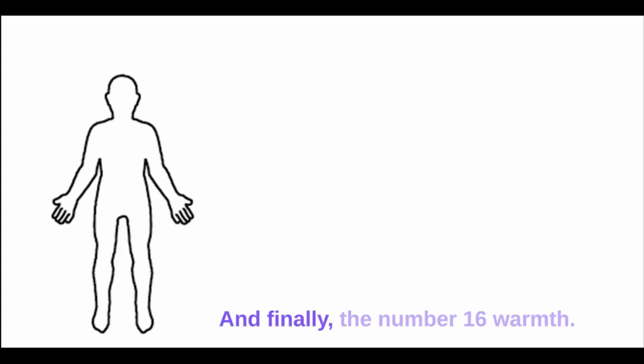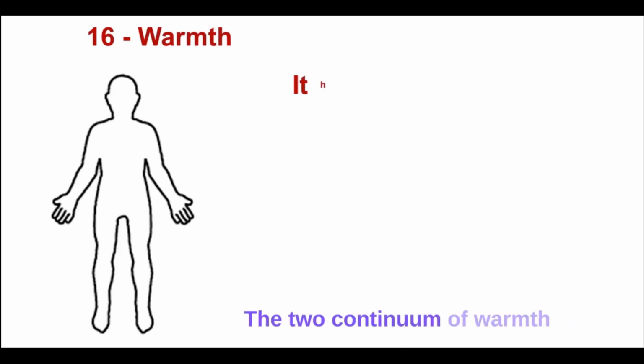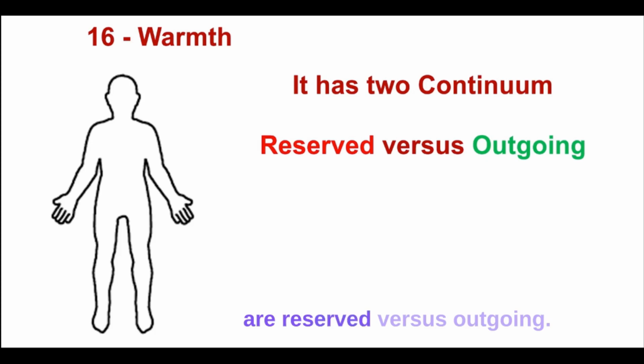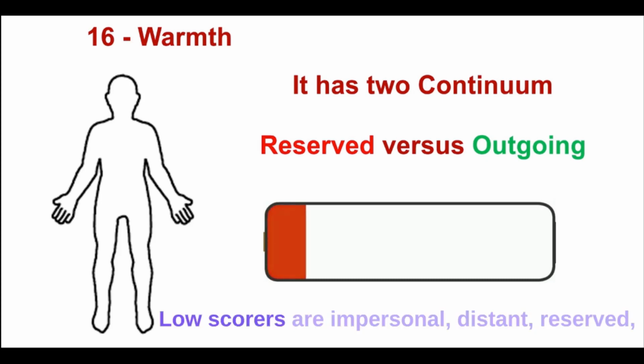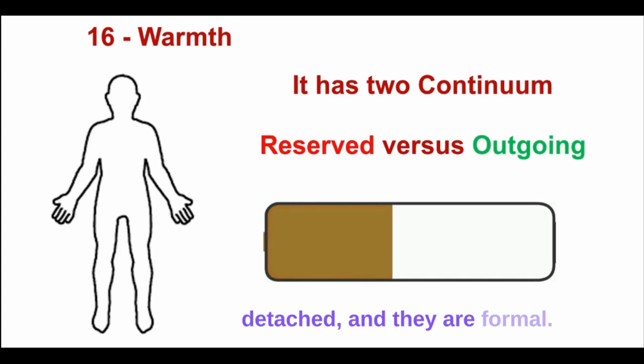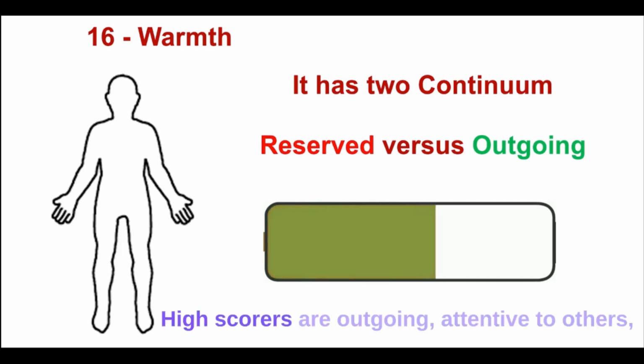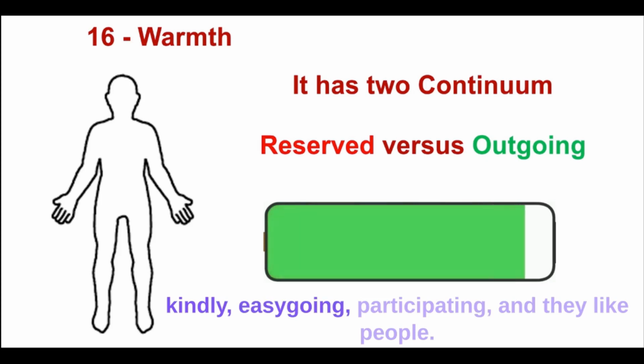And finally, number 16, warmth. The two ends of the continuum of warmth are reserved versus outgoing. Warmth is how nice to people you are. Low scorers are impersonal, distant, reserved, detached, and formal. High scorers are outgoing, attentive to others, kindly, easygoing, participating, and they like people.